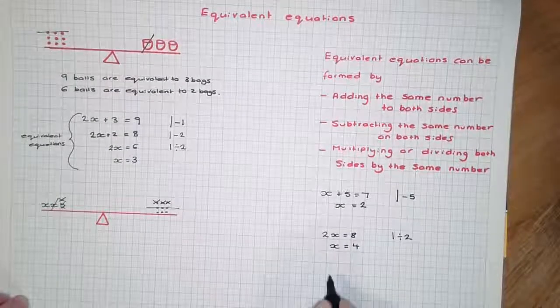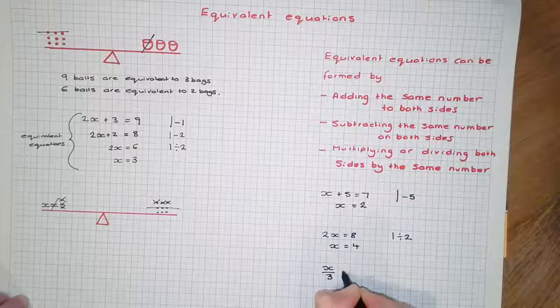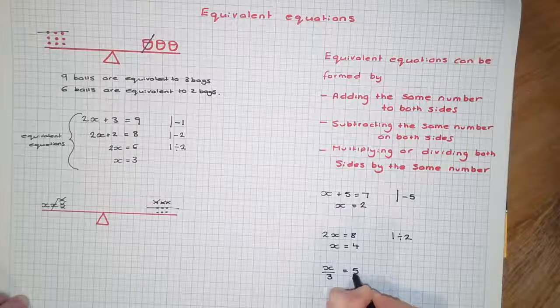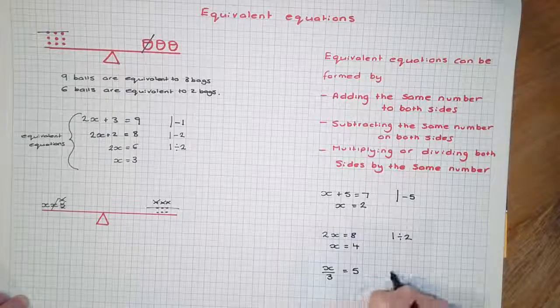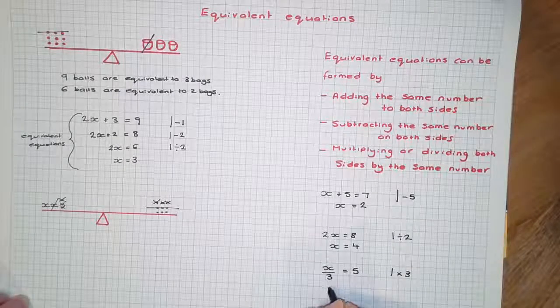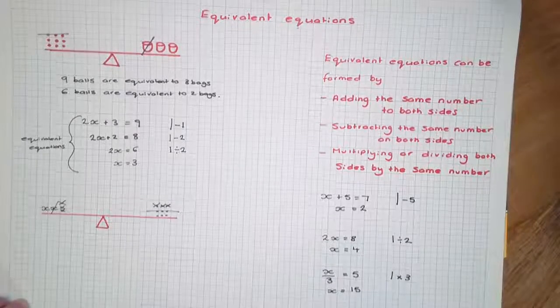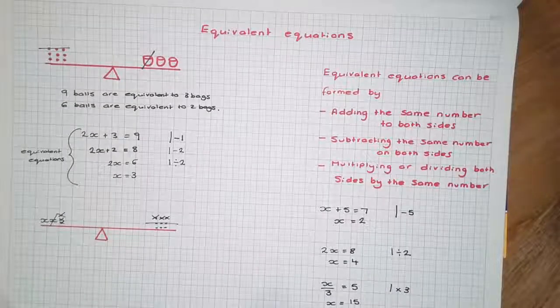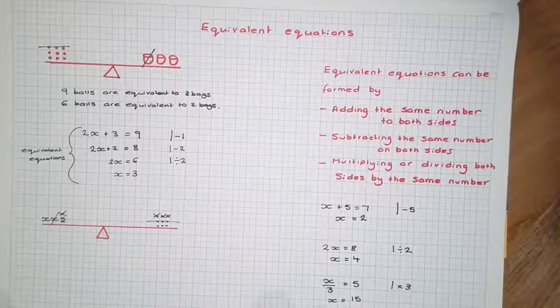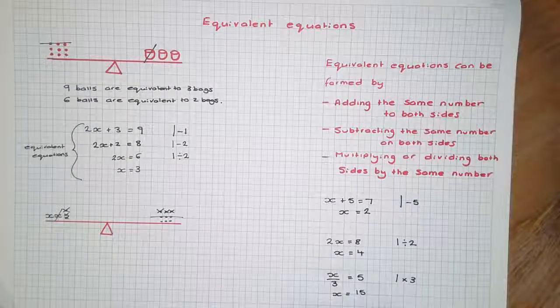We'll try one more. x divided by 3 equals 5. This time I want to multiply both sides by 3, keeping the equation balanced, to make the equivalent equation x = 15. These are called one-step equations, as they only require one step to actually come up with the solution.